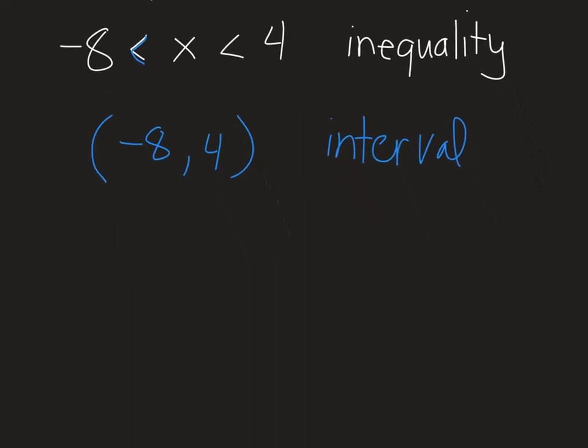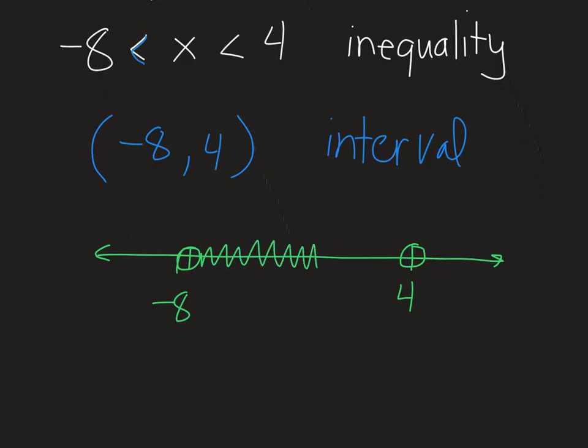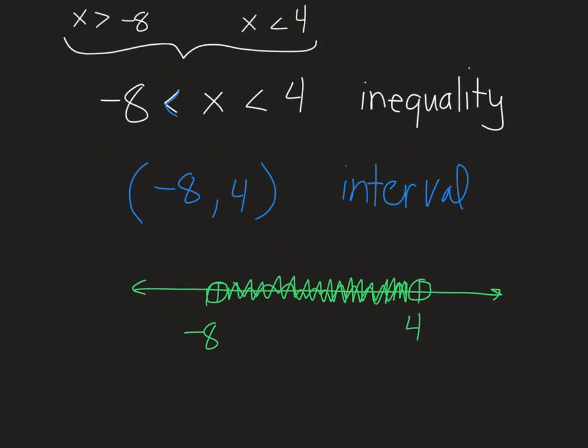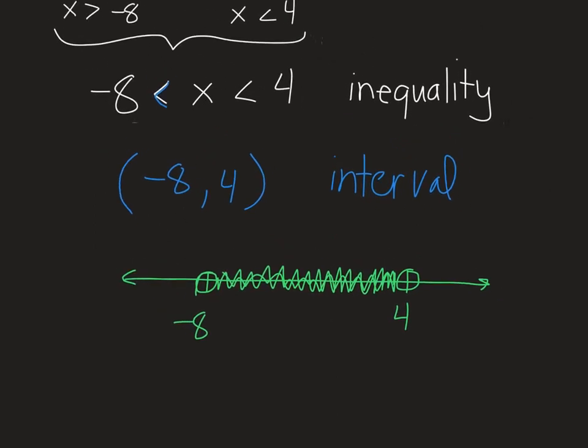If we're talking about a line graph, it would look like this. We have the x-axis, with positive 4 on the right and negative 8 on the left. There are open circles because it's not equal to, and then we shade everything in between. All of the numbers between negative 8 and positive 4 are solutions to our problem. So that's how we write it as an inequality, as an interval, and as a line graph.